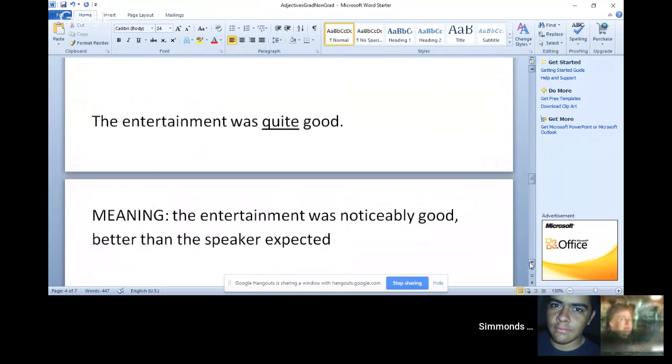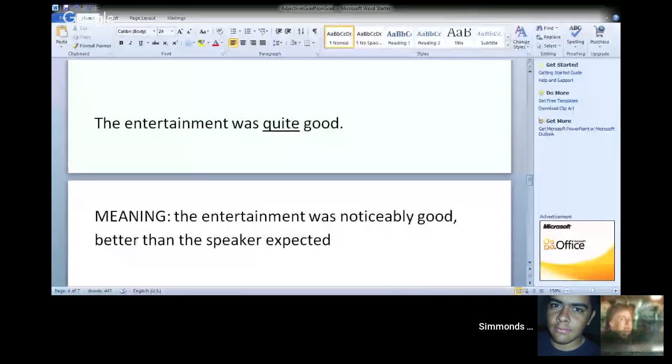Then, the entertainment was quite good, basically meaning that the entertainment was noticeably good. It was better than the speaker expected. Okay? Does that make sense? Oh yes, quite good. Quite has such meaning: more than the expectation. Kind of like you were a little bit surprised. Like, oh yeah, I went to this concert. It was quite good. It was better than I expected.